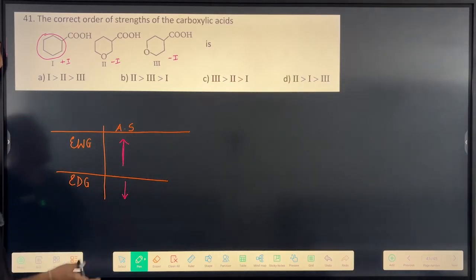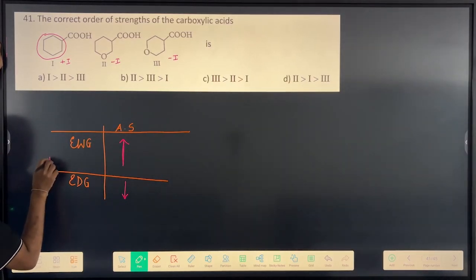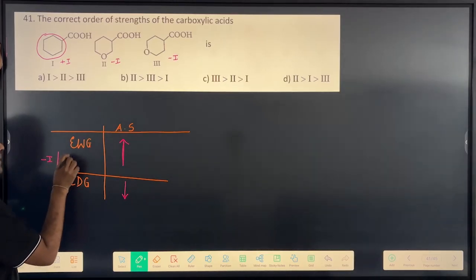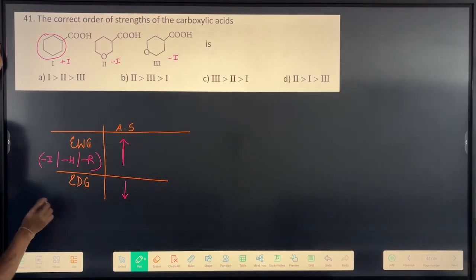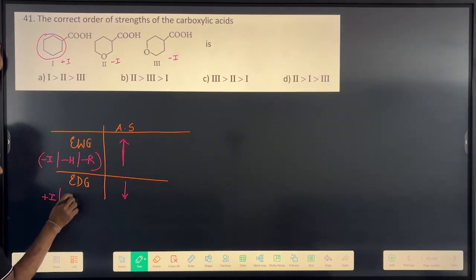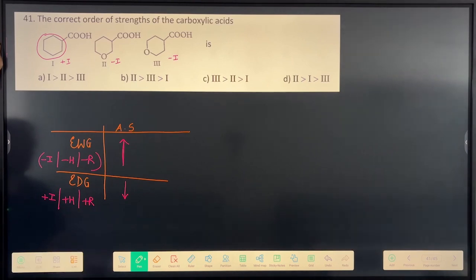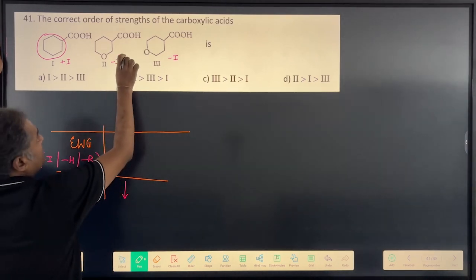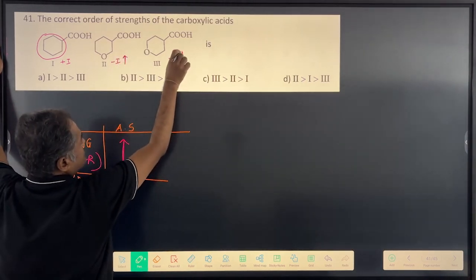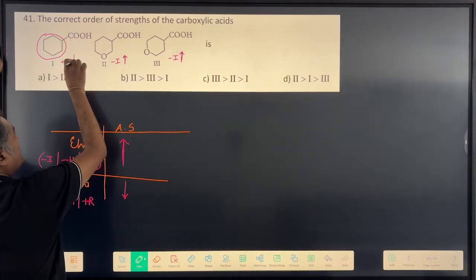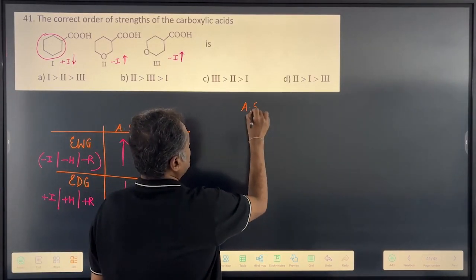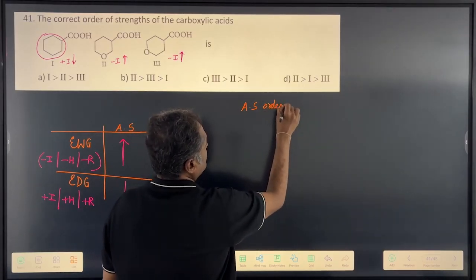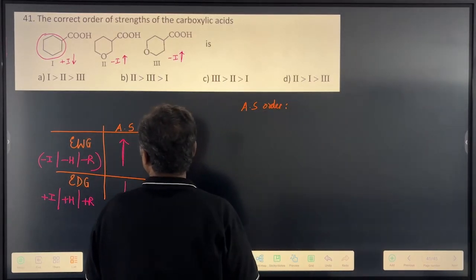Now, basically which groups come under withdrawing? The ones which show negative effects, minus I, minus H and minus R. Whereas which are the donating groups? The groups which have positive effects like plus I, plus H and plus R. So, now if you see, these two groups will try to increase the acidic strength and this will be the one which will decrease the acidic strength. So, if anyone asks what should be the acidic strength order, first and most important, the least acidic would be the first one.